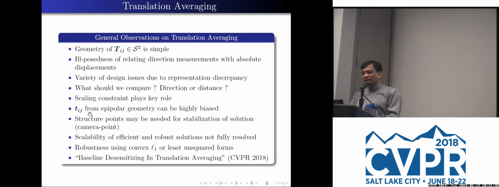We also know that epipolar geometry heading directions can be extremely biased. If you're familiar with the bas-relief ambiguity kind of problem, you have those kinds of questions coming up. You may need stabilization if you have linear motions using camera point relationships. And overall, there is still the whole issue of how do you solve this robustly and efficiently.